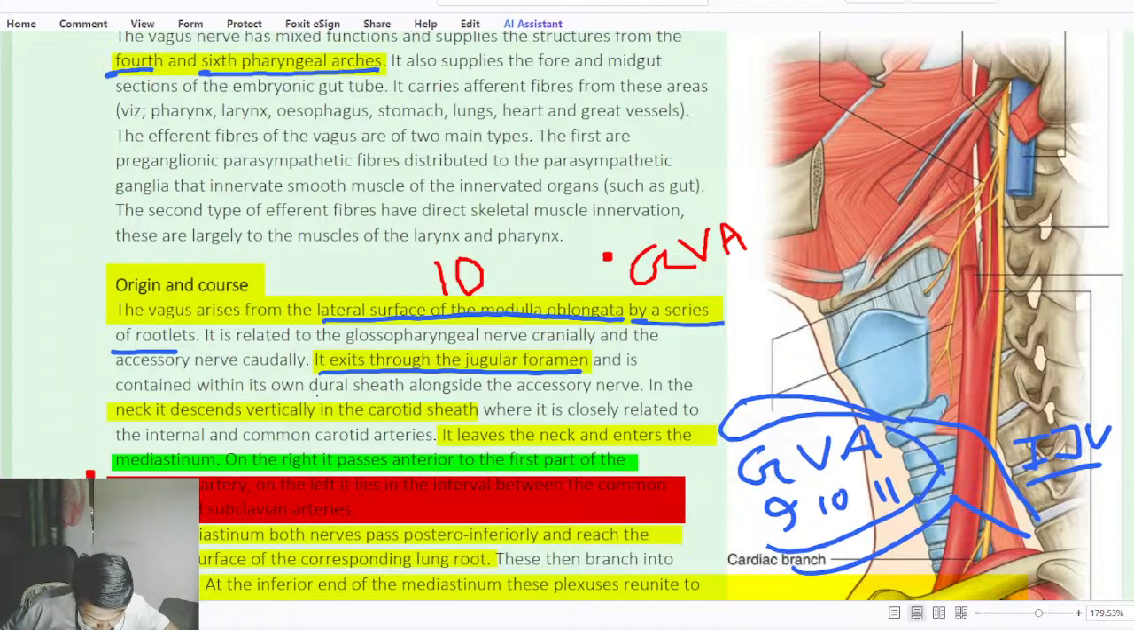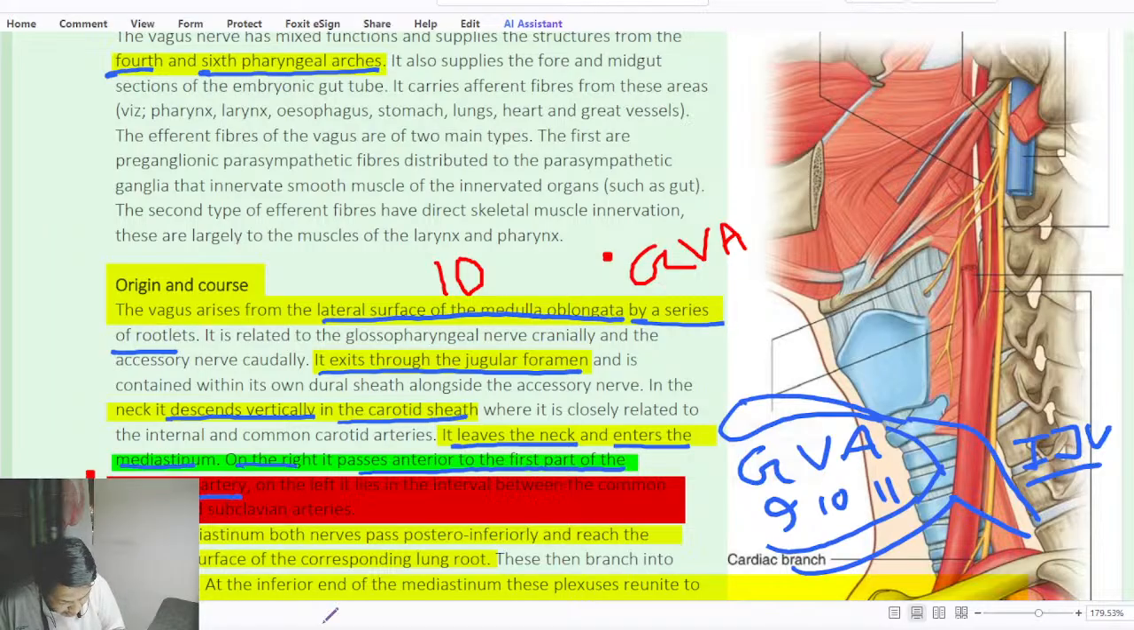Vagus nerve arises from the lateral surface of the medulla oblongata, and they exit through the jugular foramen. In the neck, it descends vertically in the carotid sheath. It leaves the neck and enters the mediastinum. On the right, it passes anterior to the first part of the subclavian artery. Remember, anterior to the first part of the subclavian artery.